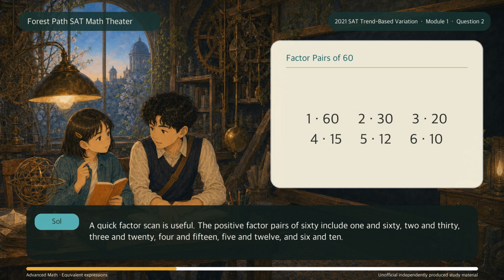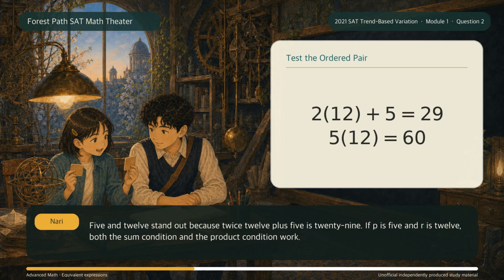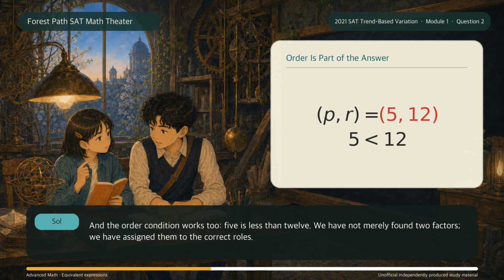A quick factor scan is useful. The positive factor pairs of 60 include 1 and 60, 2 and 30, 3 and 20, 4 and 15, 5 and 12, and 6 and 10. 5 and 12 stand out because twice 12 plus 5 is 29. If p is 5 and r is 12, both the sum condition and the product condition work. And the order condition works too. 5 is less than 12. We have not merely found two factors, we have assigned them to the correct roles.